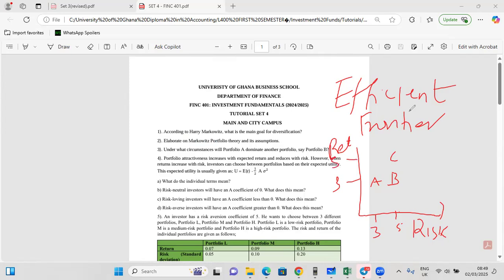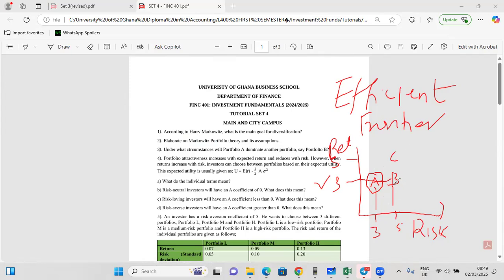So what the efficient frontier is saying is that we want to find a particular portfolio that has the highest return for a given level of risk. So for example, we have the same return here, 3, right? But portfolio A has a risk of 3, portfolio B has a risk of 5. Which one will you choose? You choose A, right? Because the risk here is small as compared to the risk in B, but they all have a return of 3, right?